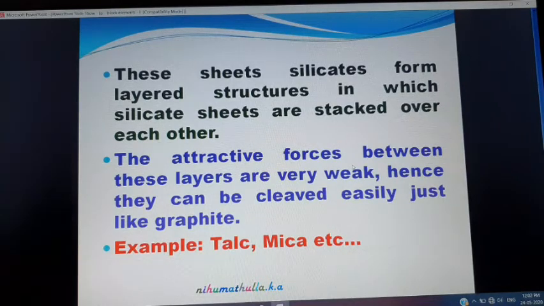The attractive forces between these layers are very weak and hence they can be cleaved easily, just like graphite. In graphite also, each graphite sheet is linked by very weak van der Waals forces of attraction. Like that here also, each sheet is linked by a very weak force, hence they can be cleaved easily just like graphite. Examples: talc, mica, etc.